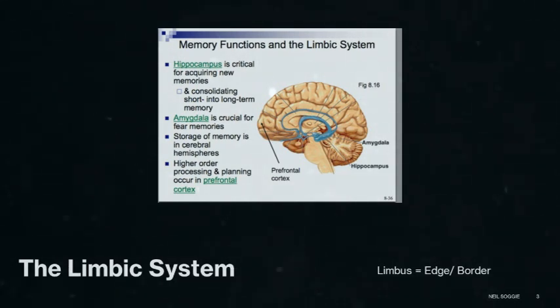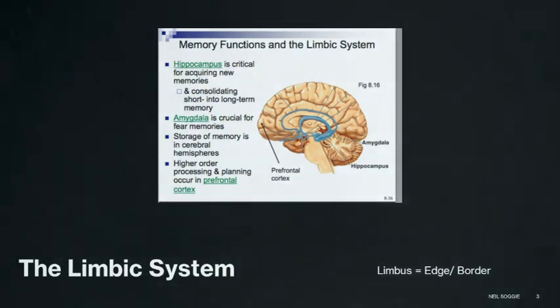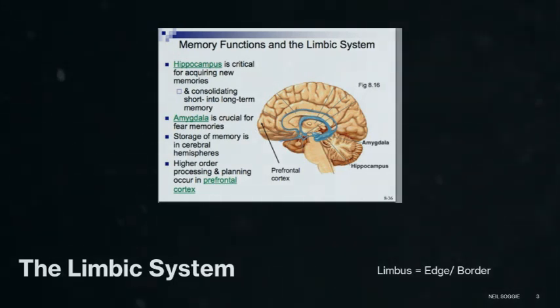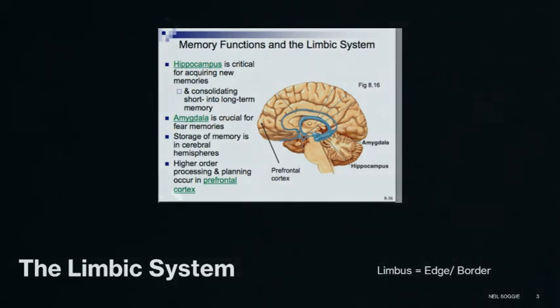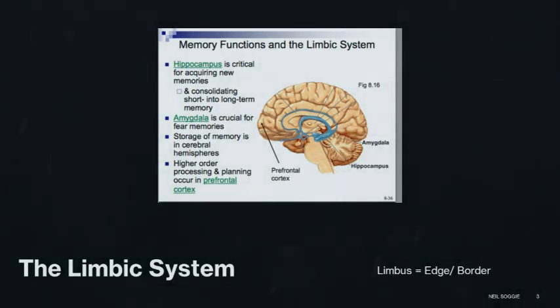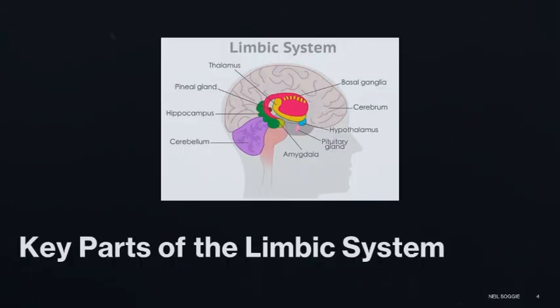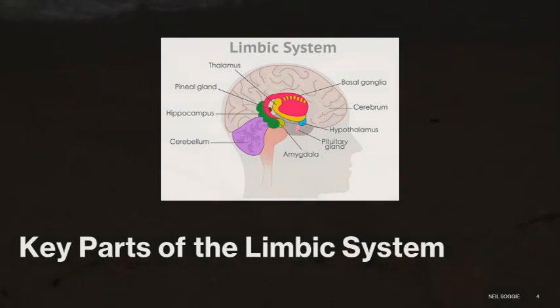And the limbic system really is comprised of several very vital structures, including the hippocampus, which is that horseshoe shaped area that we know is responsible for memory, as well as the amygdala, which is that little almond shaped area at the end, the hypothalamus, as well as the thalamus and the cingulate gyrus and the basal ganglia. And each of these structures contributes to different aspects of emotional processing and behavior.